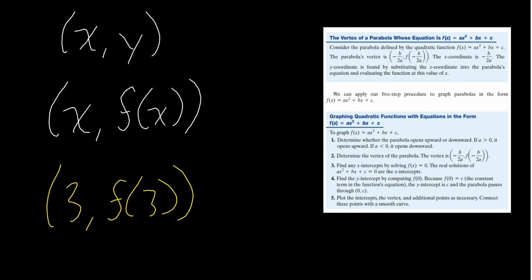That's the only difference. Again, step 2 is the only difference. In step 1, we can tell if it's open up or down. We know how to do x-intercepts. Y-intercepts are even easier in our quadratic form, and of course we plot the points. Now, of course, these are all words. Let's look at an example.